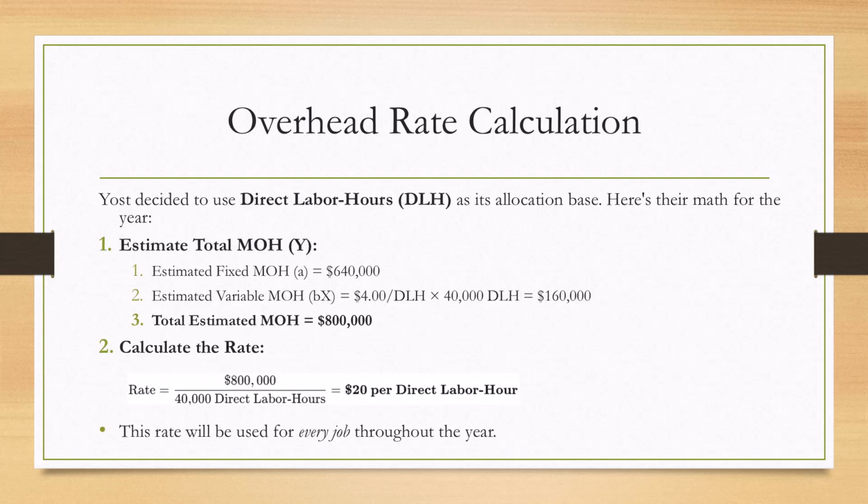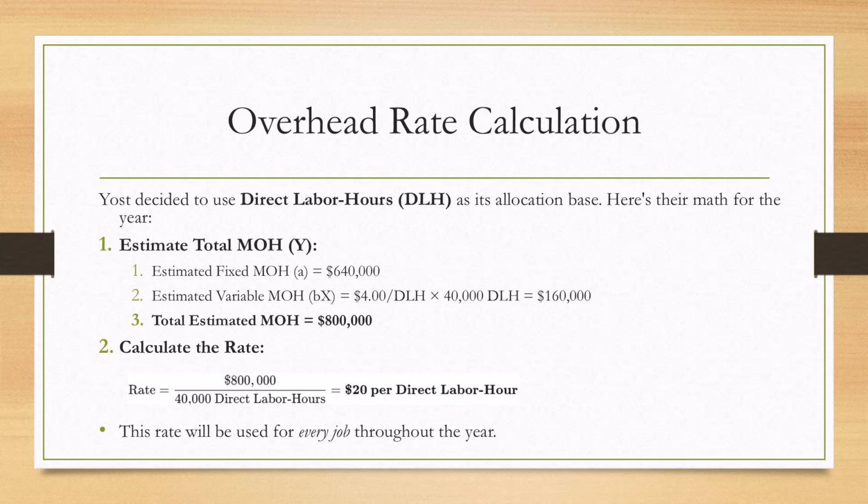Let's see how Yost Machining calculates its rate. They've chosen to use direct labor hours as their allocation base. First, they estimate their total manufacturing overhead for the coming year. This includes $640,000 in fixed overhead and $160,000 in variable overhead, for a total estimate of $800,000. They also estimate they will run 40,000 total direct labor hours.